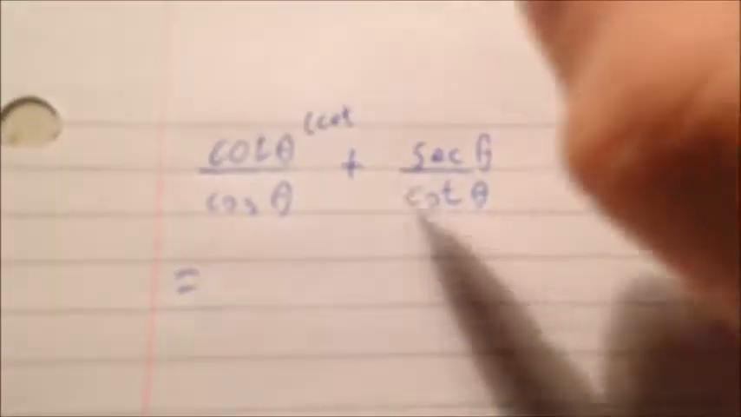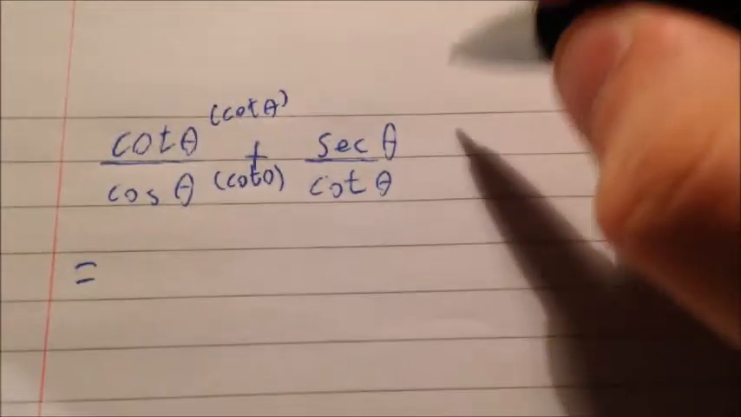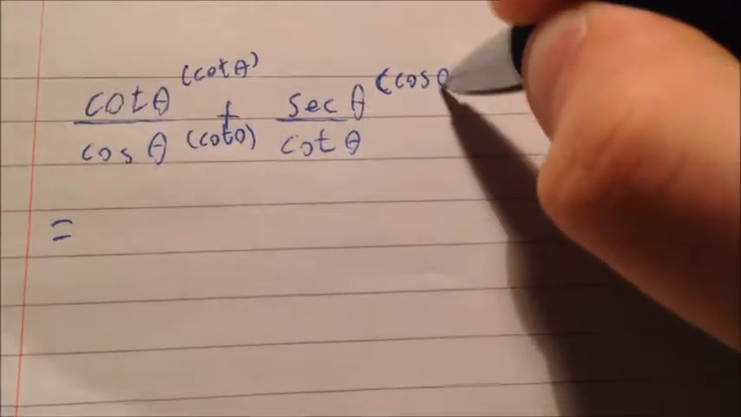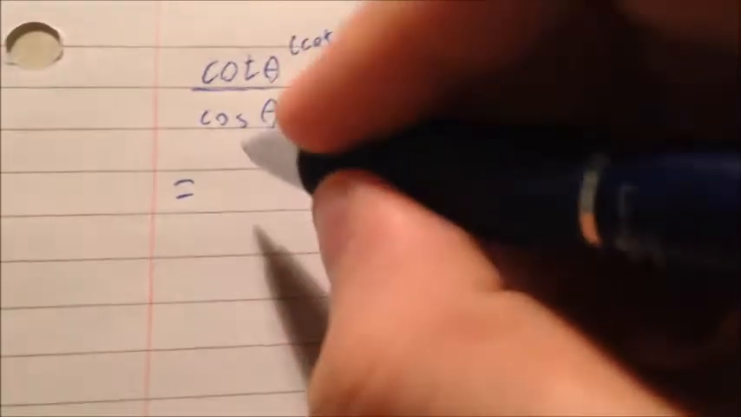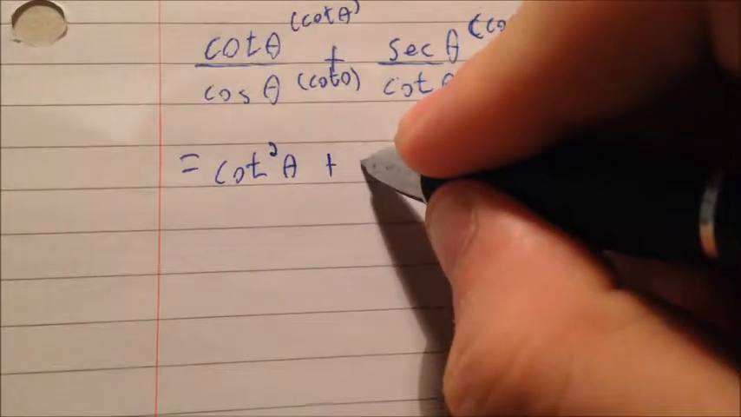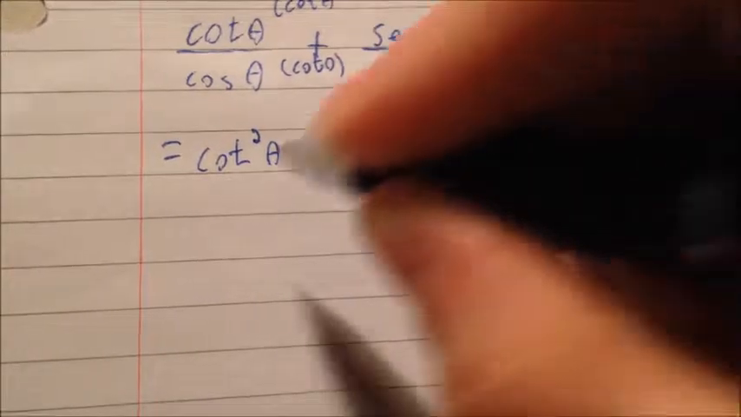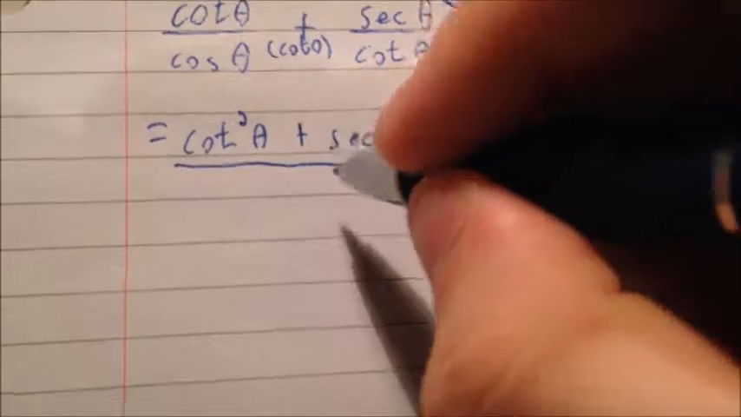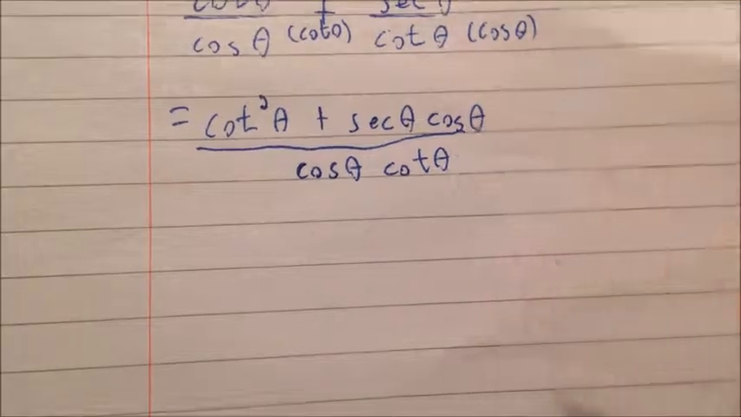multiply, or to get a common denominator. So we'll multiply this side by cotangent, and this side by cos. So that gives us cotangent squared theta plus secant theta cos theta, all over cos theta cotangent theta.